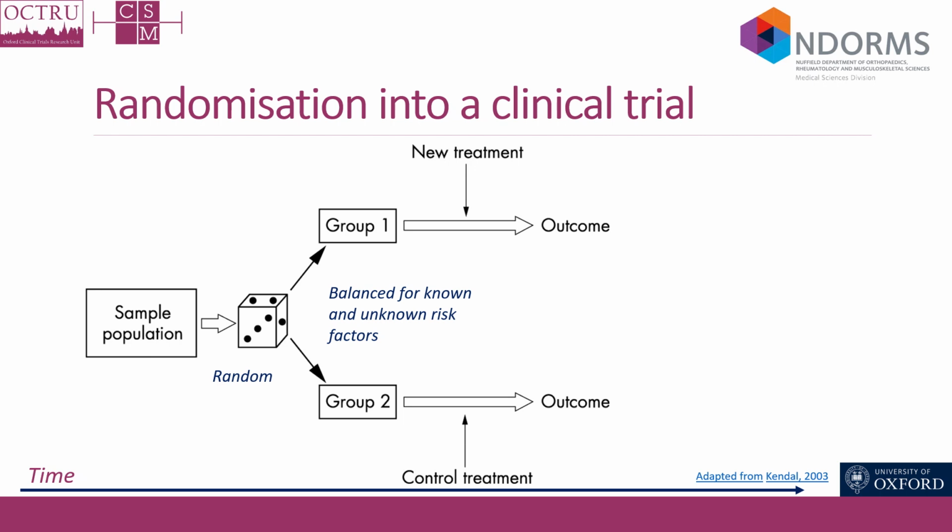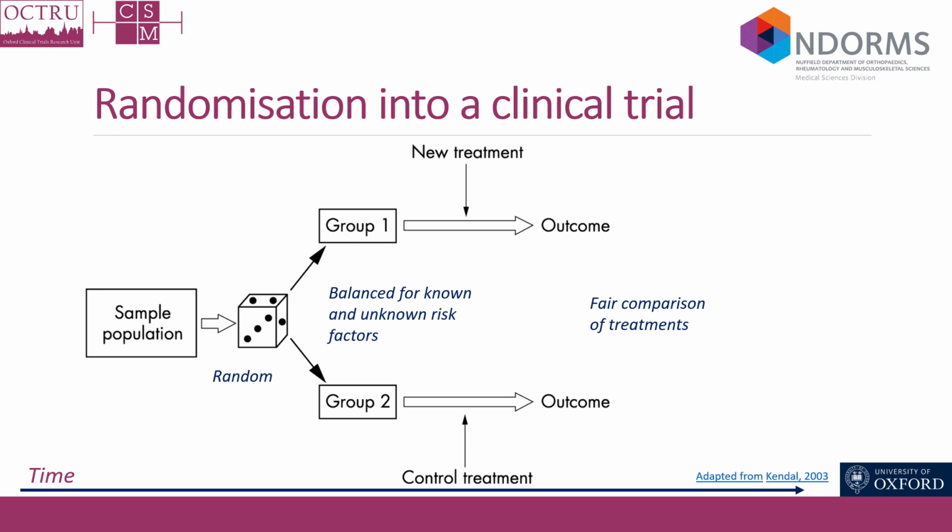Because groups only differ with respect to their treatments and not any other factors, we can have a fair comparison of treatments. So down the line, if we observe differences in outcome, we can infer this is because of the treatment that was received rather than any other factors. So there's a cause and effect relationship between the treatment and the outcomes.